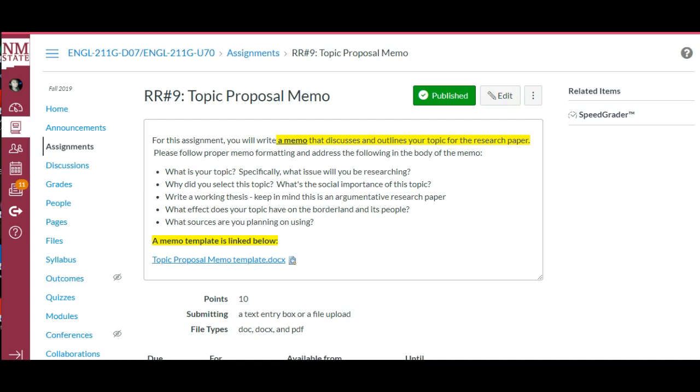So again, think about your topic first. Think about why it's important. Think about why you selected it. Do some research and then go ahead and write your memo. Once I read your memo, I will let you know if the topic is approved or not.